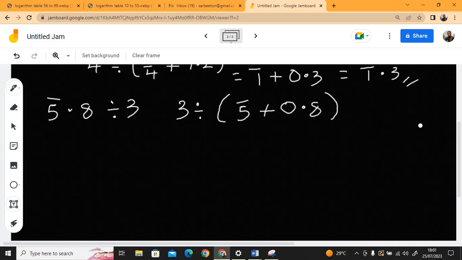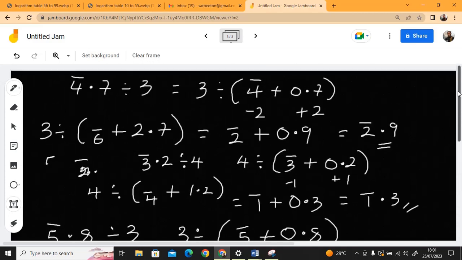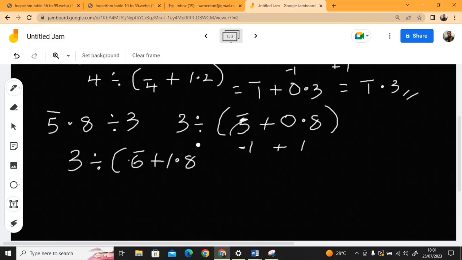I think, haven't I done this? Let me check. Okay, we haven't. Sorry, we haven't. So to make this 5 divisible by 3, I have to add minus 1 here. Then I also have to add plus 1 here, so that anything you add here, you must put the opposite of it there. So this will be 3 divided by, so minus 1 minus 5 is what? Bar 6 plus 1 plus 0.8, that's 1.8. So you close the bracket.